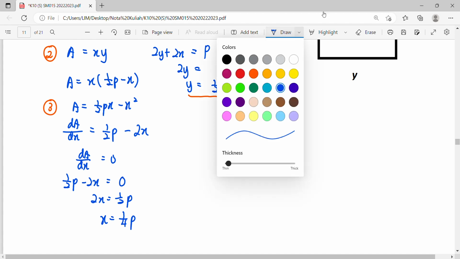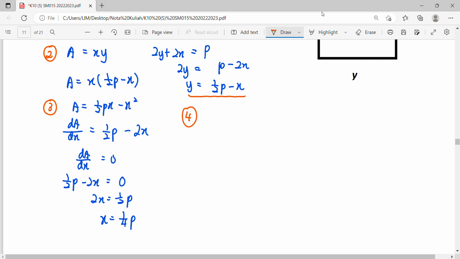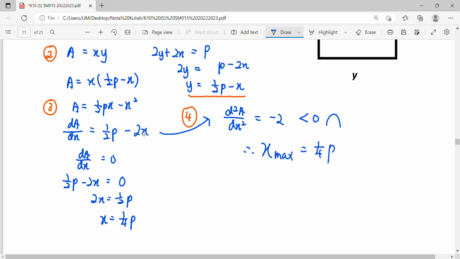Then step number 4, we verify it using the second derivative test. We differentiate again: d2A/dx squared. Differentiating a constant gives you 0, and differentiating 2x gives negative 2. Negative 2 in the second derivative test is less than 0, so it is concave downward. It means we verified that x is a maximum, with the value 1/4 p.